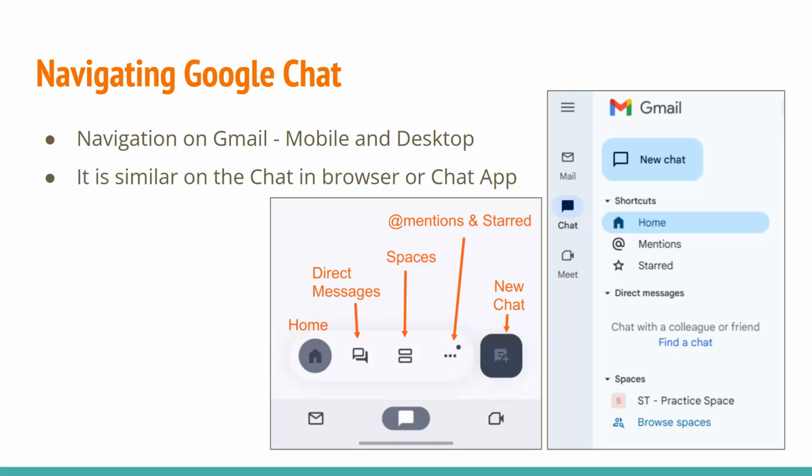So once you are in Google Chat, you have another little area to view, and you've got some navigation here. You've got a home area, a place where you can do direct messages, a place where you can see your spaces, and the new chat button that you can compose new things, new chats.